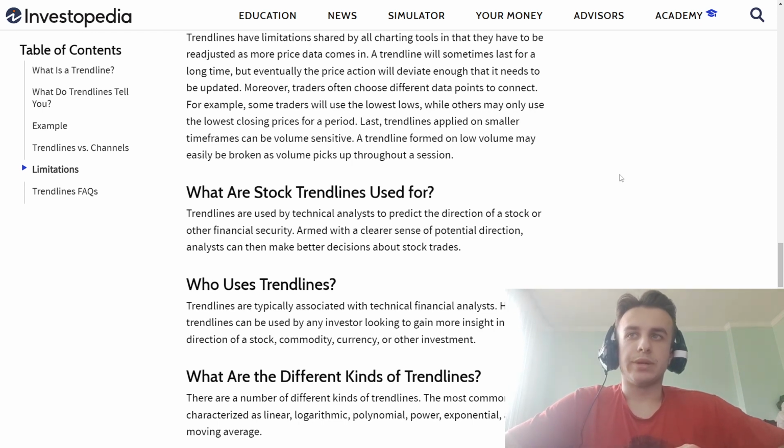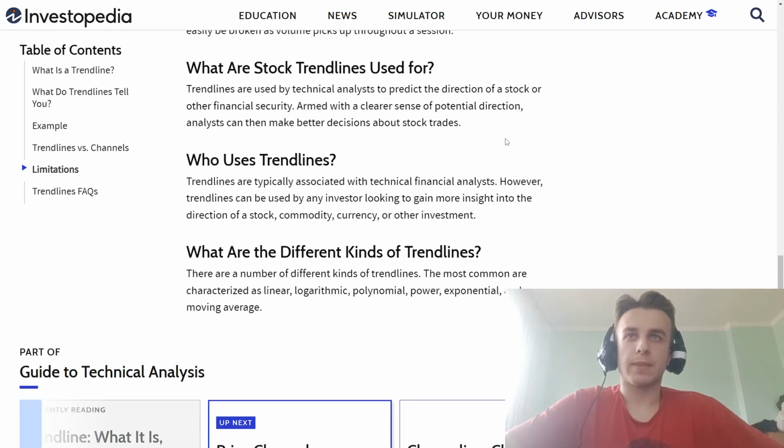Who uses trend lines? Trend lines are typically associated with professional financial analysts. However, they can be used by any investor looking to gain more insight into the direction of a stock, commodity, currency, or other instrument.